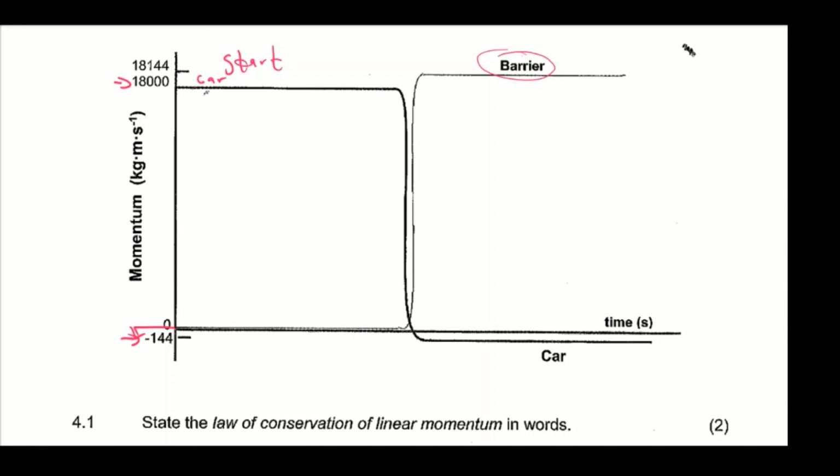So the car hit the barrier, and then the barrier started to move. Hence, you see the momentum is going up in this diagram, and the car's momentum started to decrease slightly, going to a negative momentum of minus 144, right? So now let's answer the following questions.